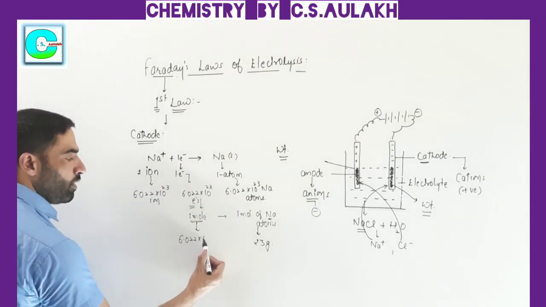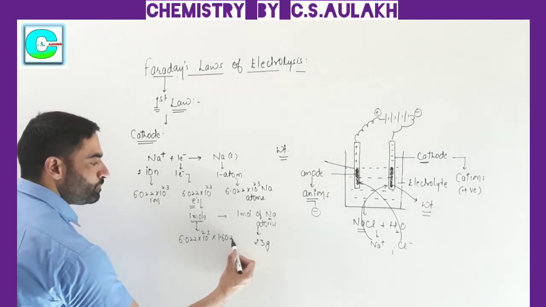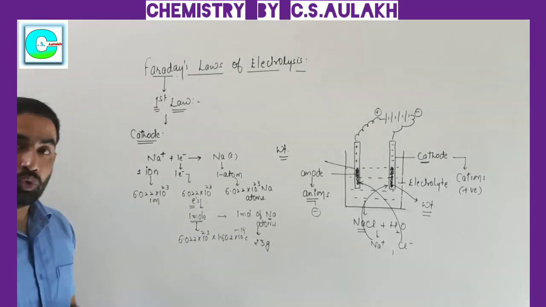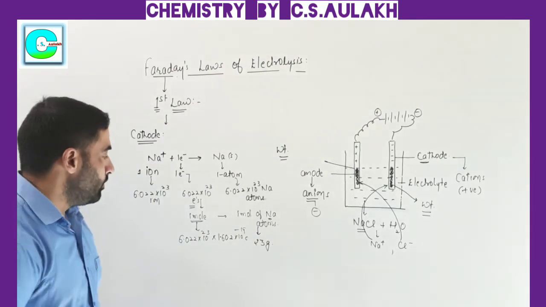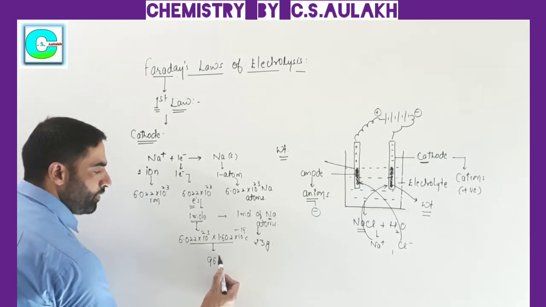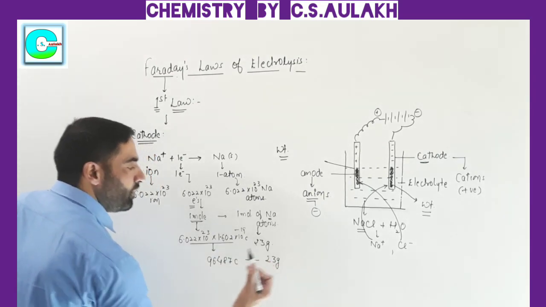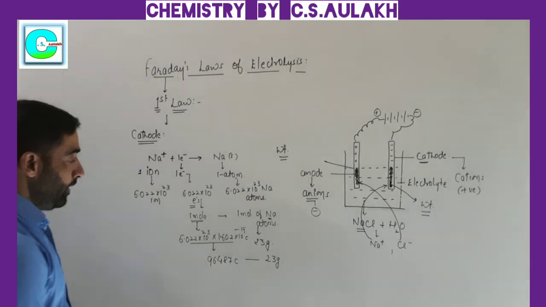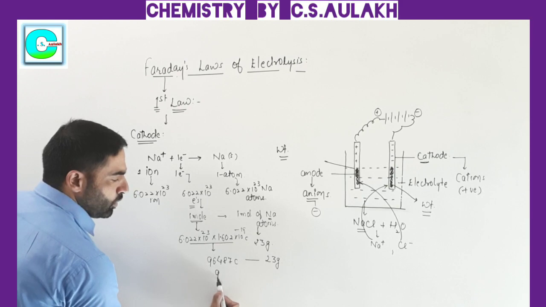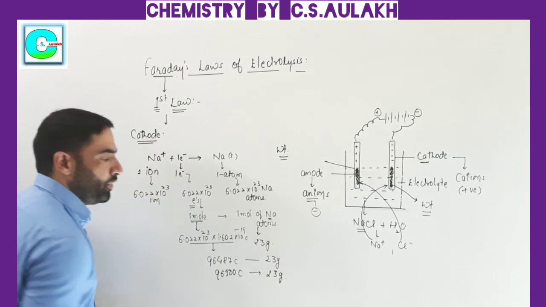So if we calculate the charge carried by 1 mole of electrons, how can we determine the value? We will multiply this with the charge present on 1 electron, which is 1.602 × 10^-19 coulomb. If we calculate this value, we can write this is 96487 coulomb. This deposits 23 gram of sodium. Or sometimes we usually write it as a whole number value, that is 96500 coulomb. It deposits 23 gram of sodium.